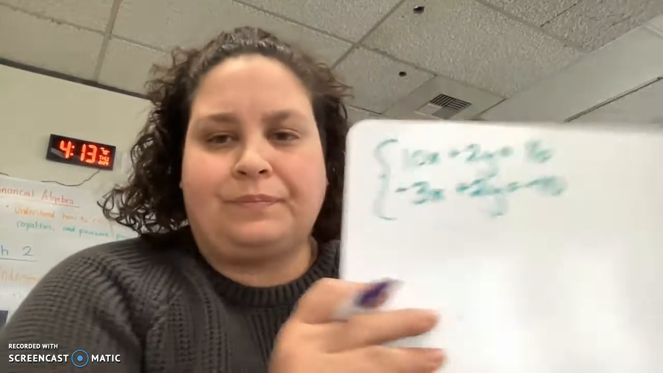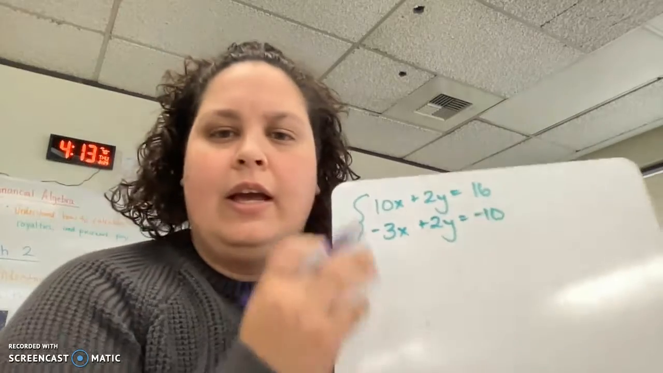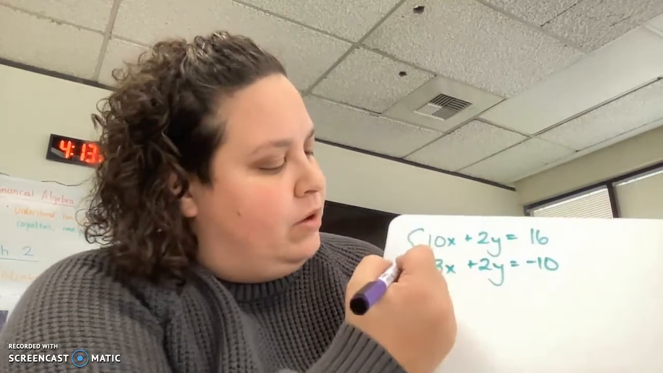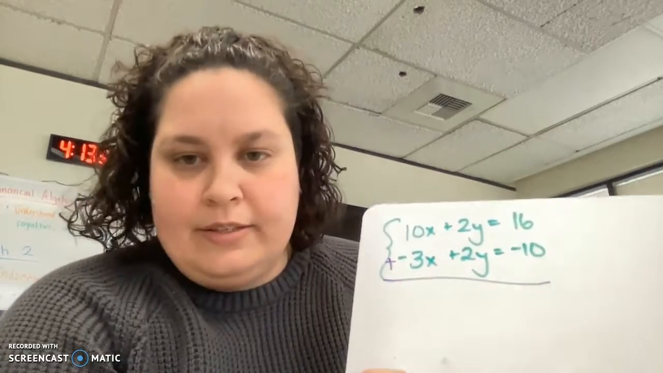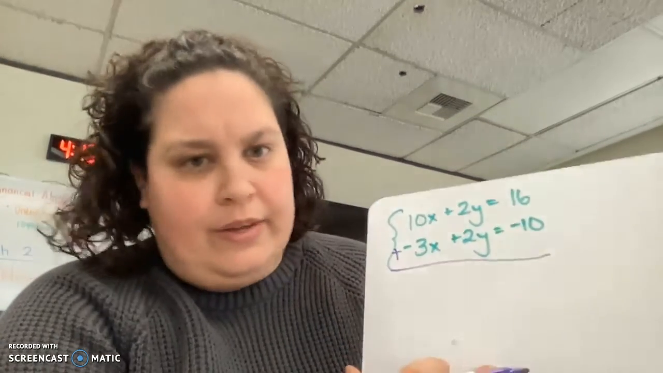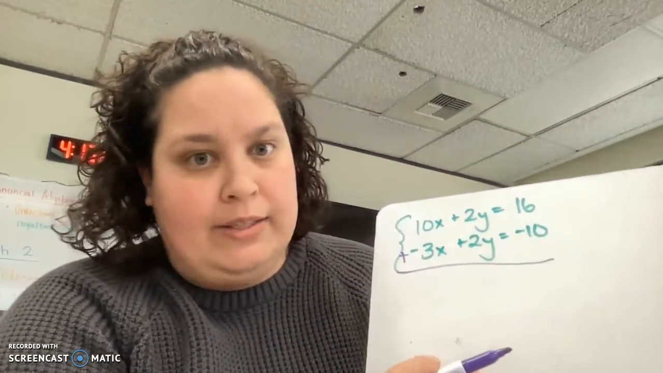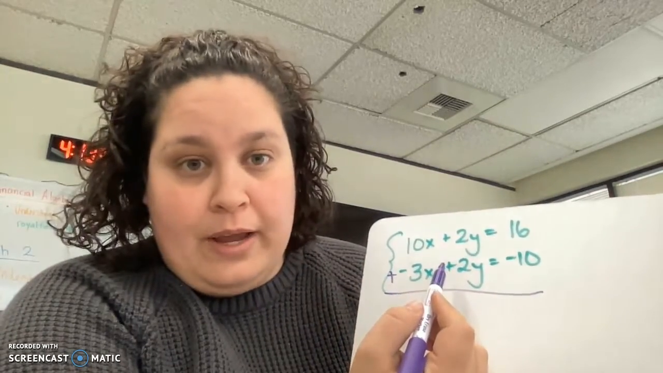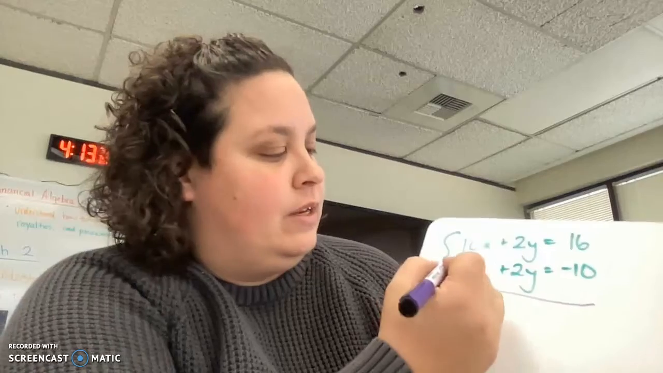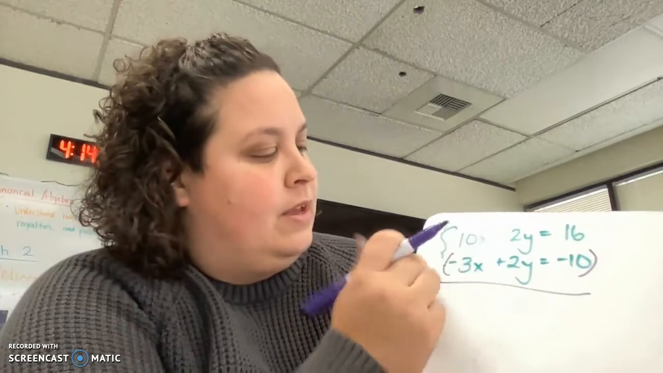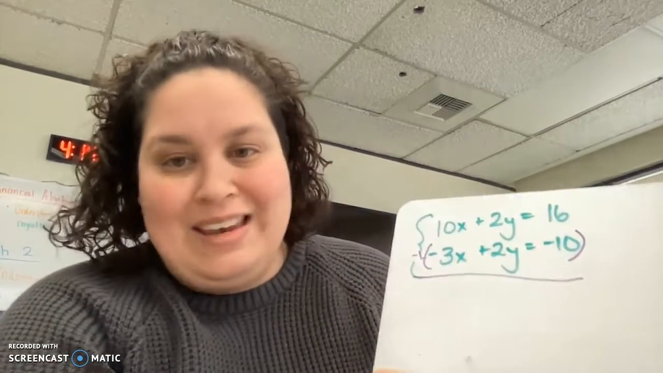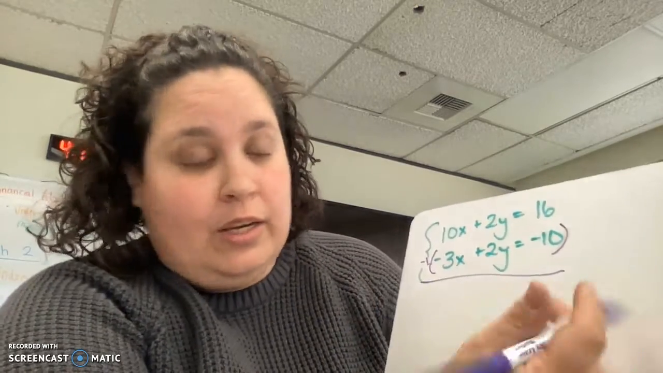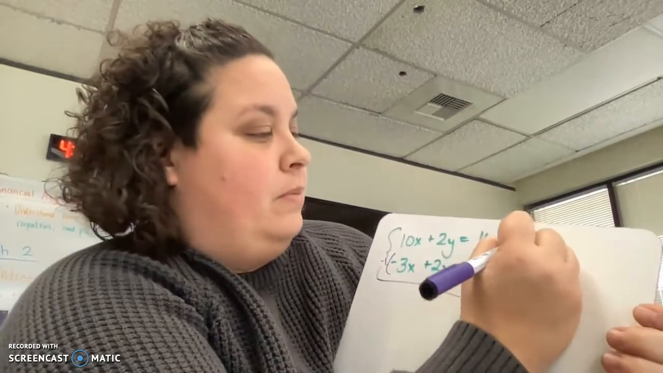Let's look at the second one. So again, same thing. I notice an x, a y, and a number, so I know it's not substitution. So again, I want to go ahead and try to add these. Well, 10 plus negative 3 is not 0, and 2 plus 2 is not 0. 2 plus 2 is close. If one of these were a negative, it would work, right? Which means we need to change one of these. I'm going to change this bottom one by multiplying by a negative 1. What that's going to do, it's going to change every single sign in here. So I'm going to rewrite this top problem.